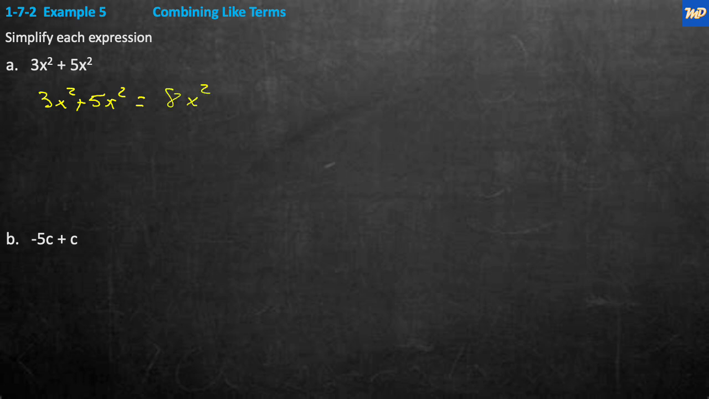And let's try problem B. We have negative 5c plus c. Well, these are both like terms, right? Because this is a 1. I'm going to rewrite it again: negative 5c plus 1c. So negative 5 plus 1 is equal to what? Negative 5 plus 1 is negative 4. c is our answer.